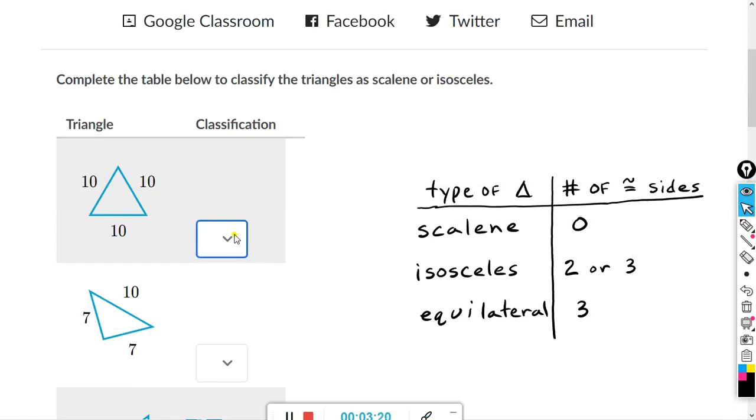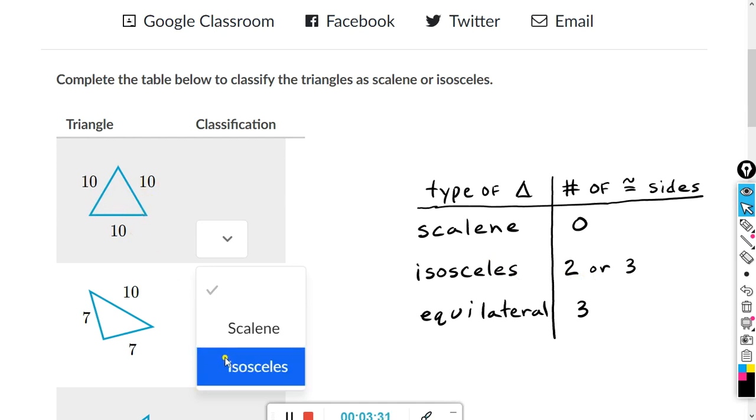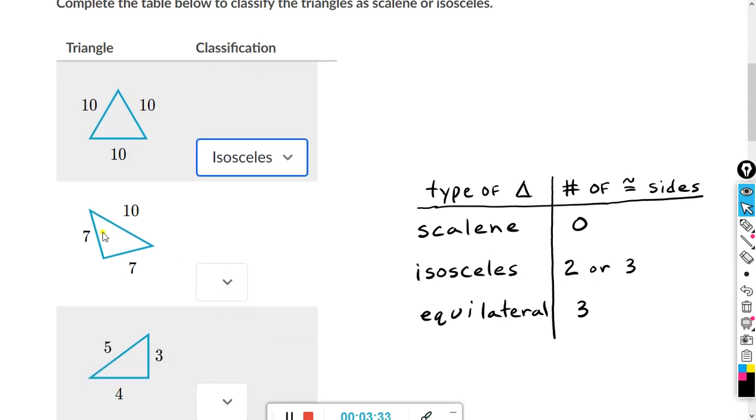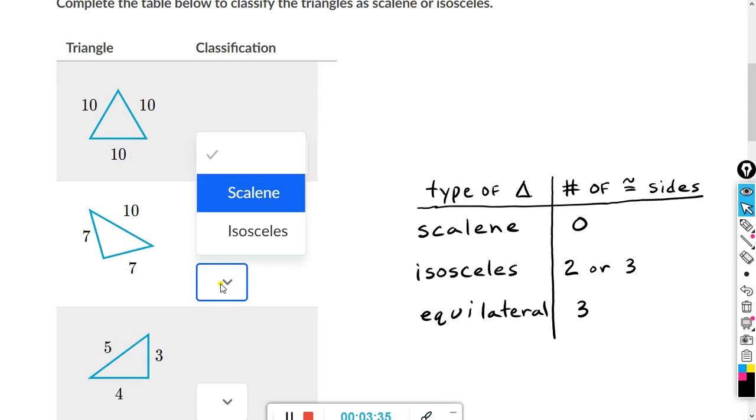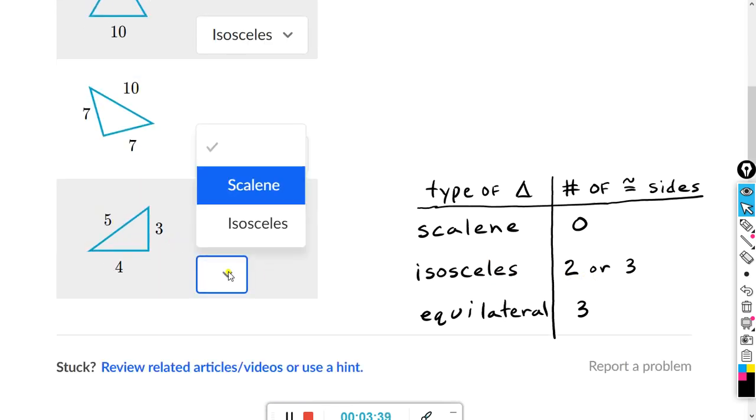All right, so these are all basically the same. Here it says scalene or isosceles. Remember, isosceles can be 2 or 3. So even though this is all 3, it's still isosceles. This one has 2. It's definitely isosceles. And all 3 are different here. That's a scalene.